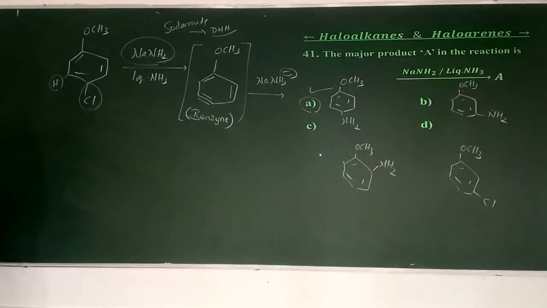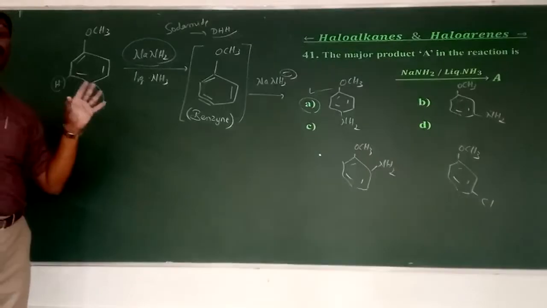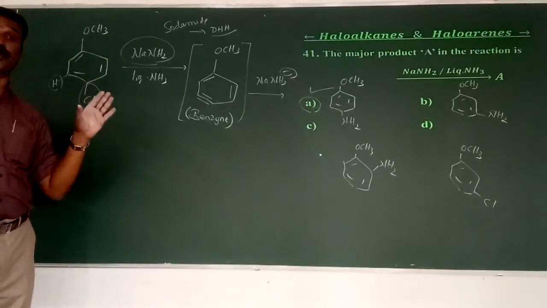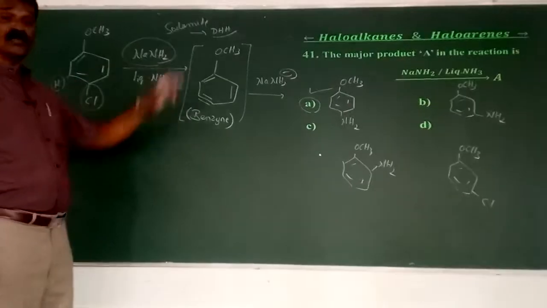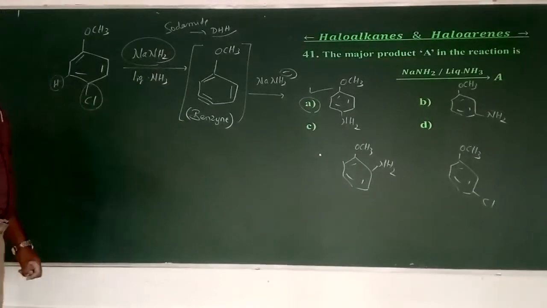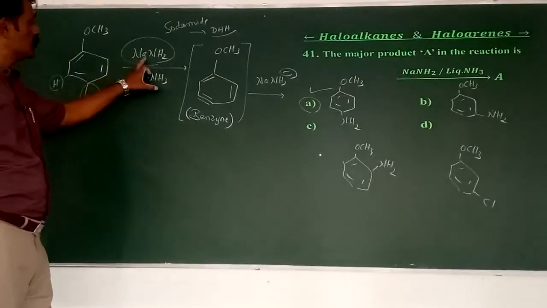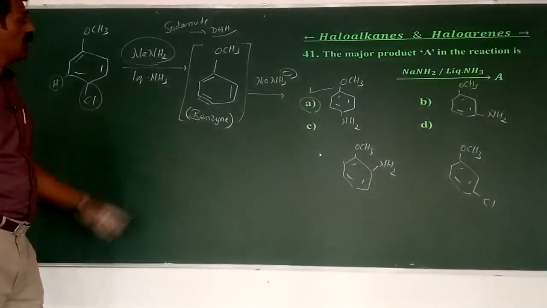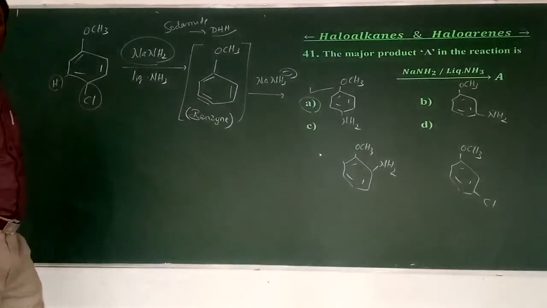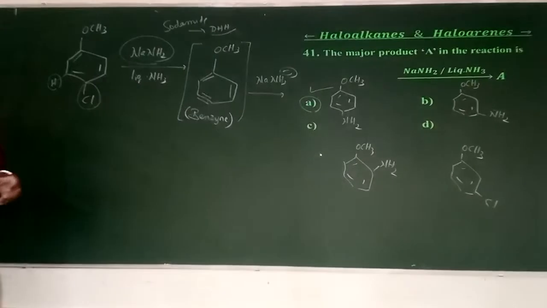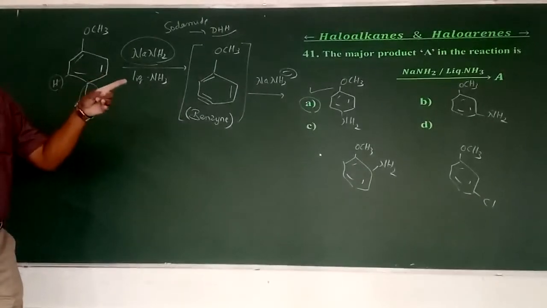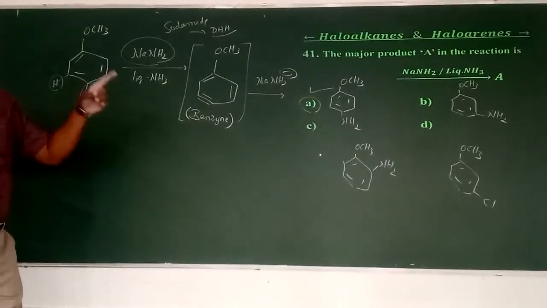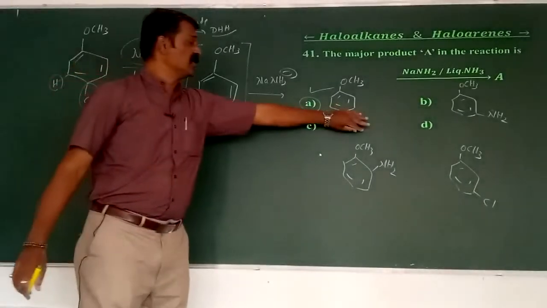Instead of directly undergoing the nucleophilic substitution reaction, first it undergoes DHH. What is DHH? Dehydrohalogenation using sodamide to form an intermediate compound called benzyne. That benzyne is attacked by the nucleophile NH2 minus at the para position. Therefore, it is called para-amino methoxybenzene, or anisole we are calling.